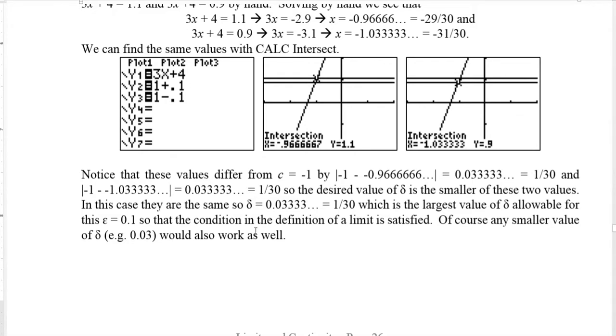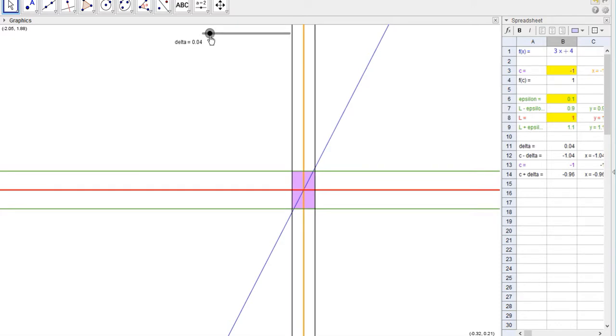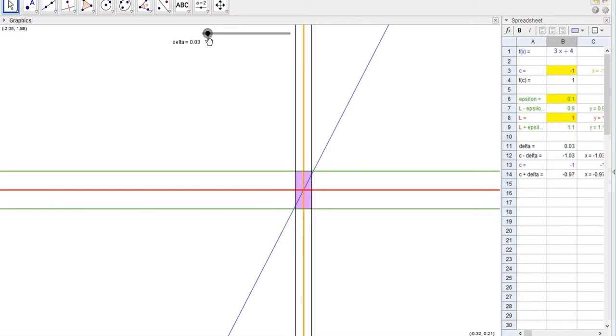Now, of course, any smaller value would also work. It just wouldn't be the one that would make it go out at the corner. It would make it go out the sides. So something, for example, 0.03 or 0.01 or 0.001 would still be an acceptable delta. It just wouldn't be the largest delta. And actually, to get it right where it needs to be, I need to go down to about 0.03.